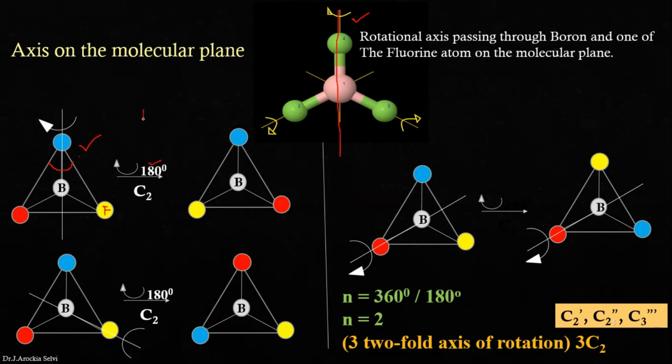So 180-degree rotation, then n will be equivalent to what? 360 divided by 180, that is 2. So it will be a two-fold axis of symmetry. Likewise, we have got 3 fluorine atoms, so 3 axes will be passing through 3 different fluorine atoms. So overall, we'll be getting C2 dash, C2 double dash, and C2 triple dash. Otherwise, we could say that 3 C2s are possible, that is 3 two-fold axes of symmetry are possible in BF3.